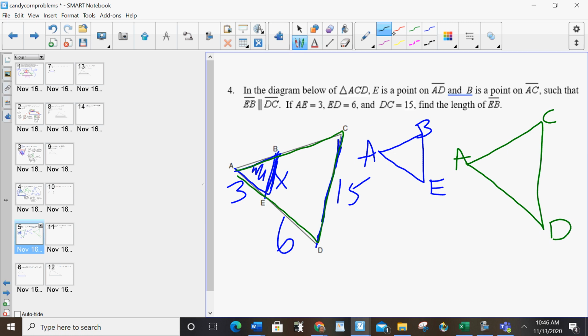Let's do the small triangle first. AE is 3. EB is X. Now the big triangle. CD is 15. And the little twist. AD is 9. From here, I want you to create your proportion and solve. I'll give you about 30 seconds to do that. Create your proportion and solve.